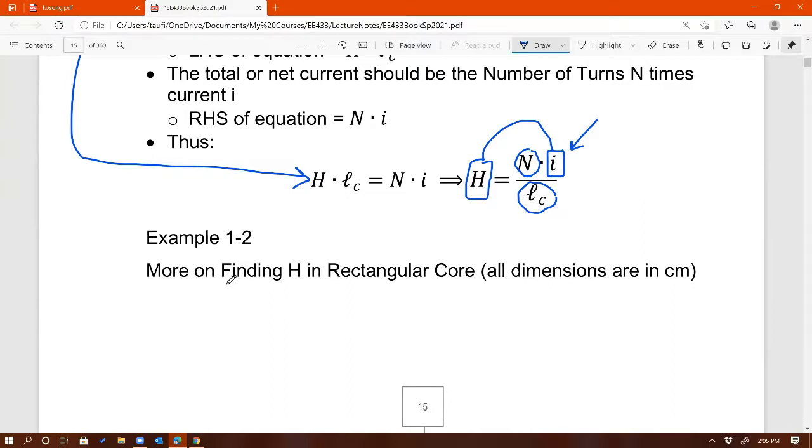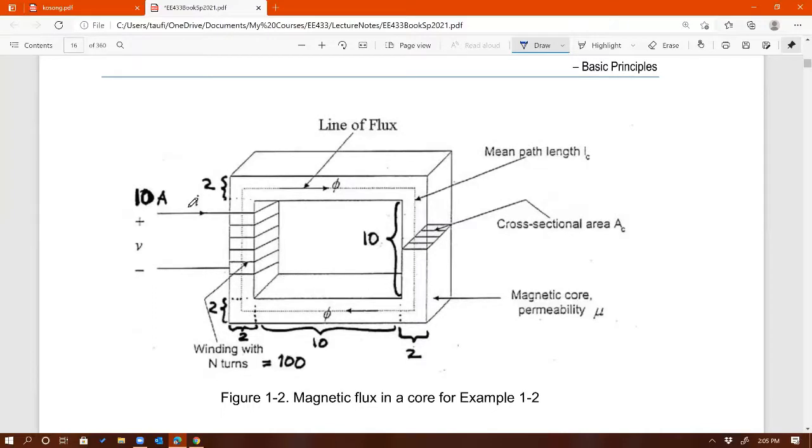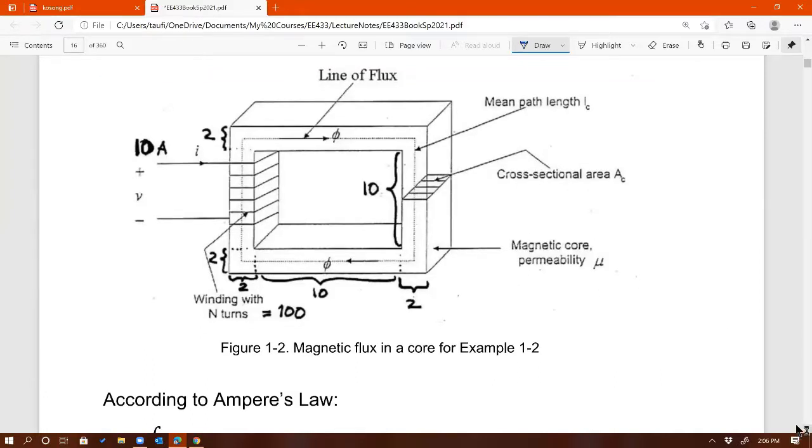All right, so then the next example, finding H in a rectangular core, but now I'm using numerical values. Now you see I have 10 amps injected into these windings, and there are 100 turns, so N is 100. And the geometry of the core, as you can see, is 2 centimeters right there, and it looks like they're symmetrical all around. 10 centimeters from here to here, from this point to that point. So you can see they're symmetrical all around, which makes it easier for us to calculate the mean path length.